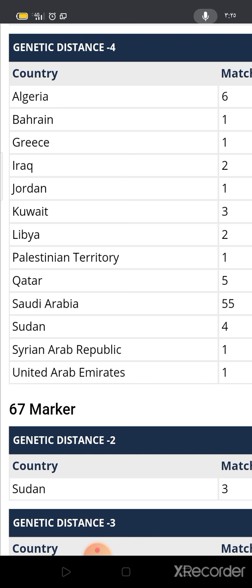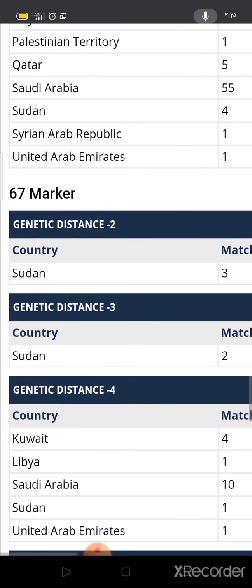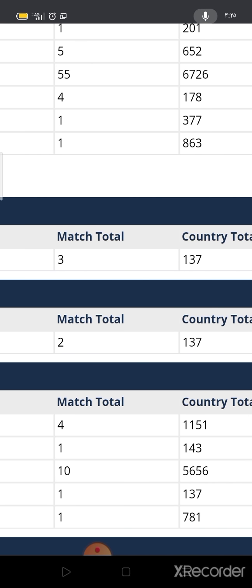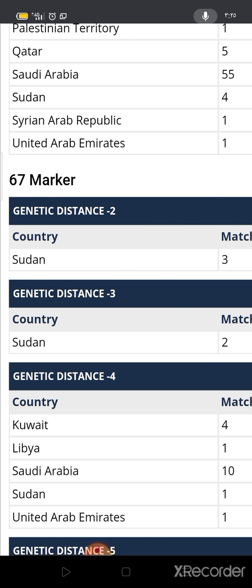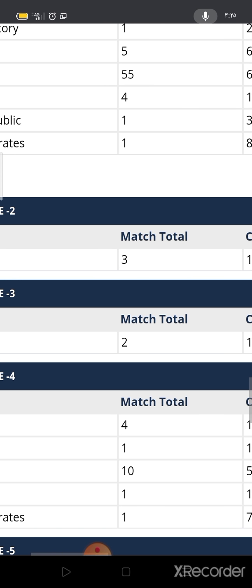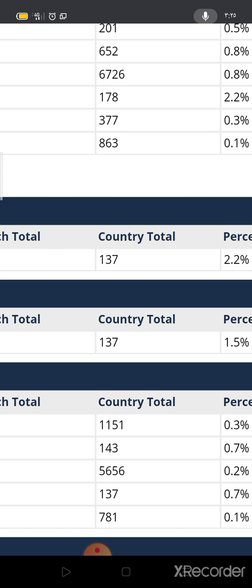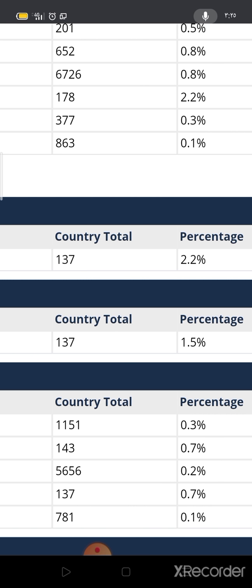Now we go to 67 markers. Now this is a more advanced level. 3 matches, all of them from Sudan. And 137 people did this test from Sudan. The percentage of the match, 2.2% from Sudan.